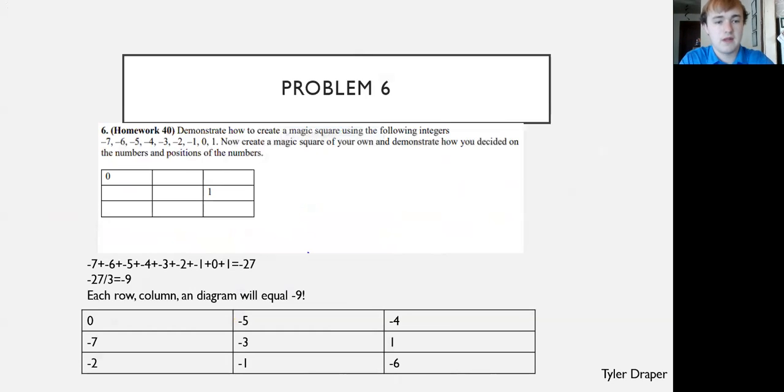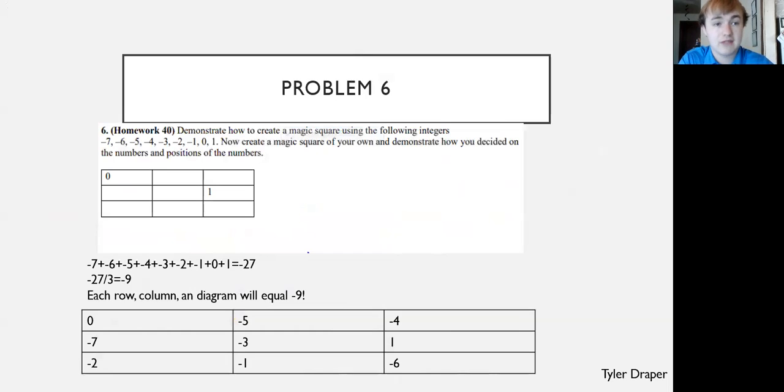So our numbers are -7, -6, -5, -4, -3, -2, -1, 0, and 1. To find our magic number, this is very important. You have to add them up. So -7 plus -6 plus -5 plus -4 plus -3 plus -2 plus -1 plus 0 plus 1 equals -27. Now, our magic number is not -27. Let me say that again. Our magic number is not -27. Our magic number is determined by dividing that by the length and width.